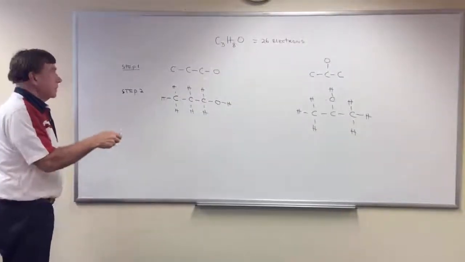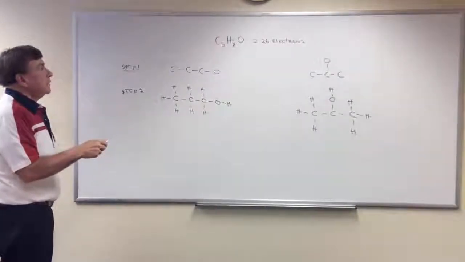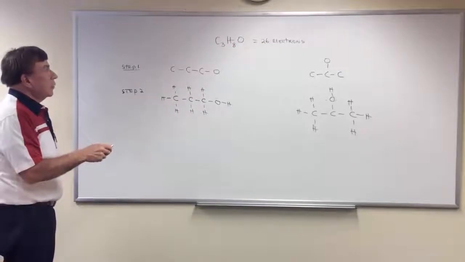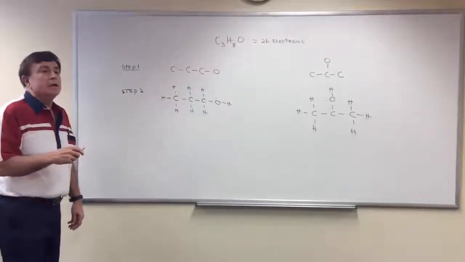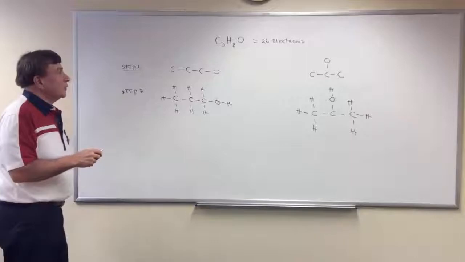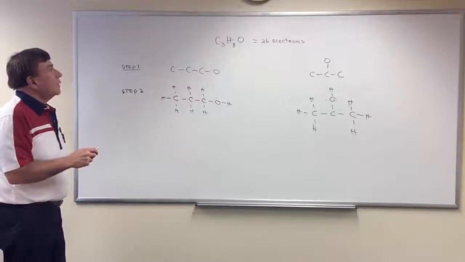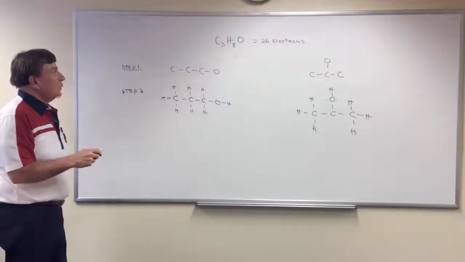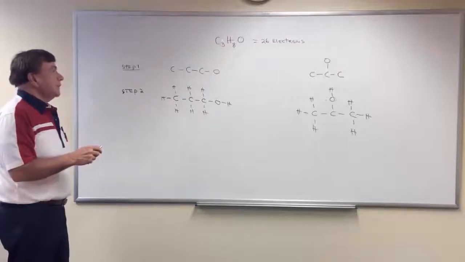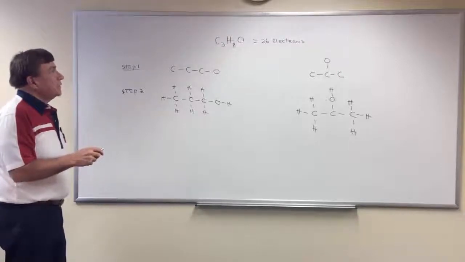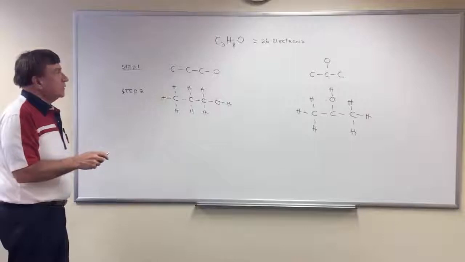Now let's take an organic molecule, C3H8O. First thing we do is calculate the number of valence electrons associated with it. Carbon has 4, so that's 3 times 4 is 12. Hydrogen has 8, that makes it 20. And oxygen has 6, so that's how we get to 26.